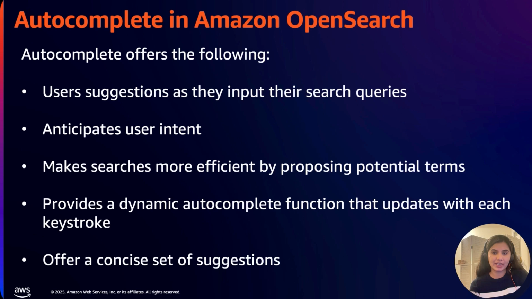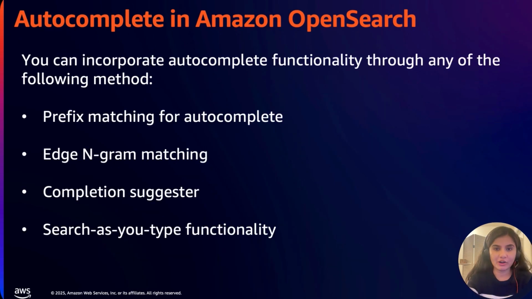It helps in providing a dynamic autocomplete function that updates with each keystroke, offering a concise set of suggestions even with minor typing errors. You can incorporate autocomplete functionality through any of the following methods: prefix matching for autocomplete, edge Ngram matching, completion suggester, and search as you type functionality. Now let's deep dive into all of these methods.